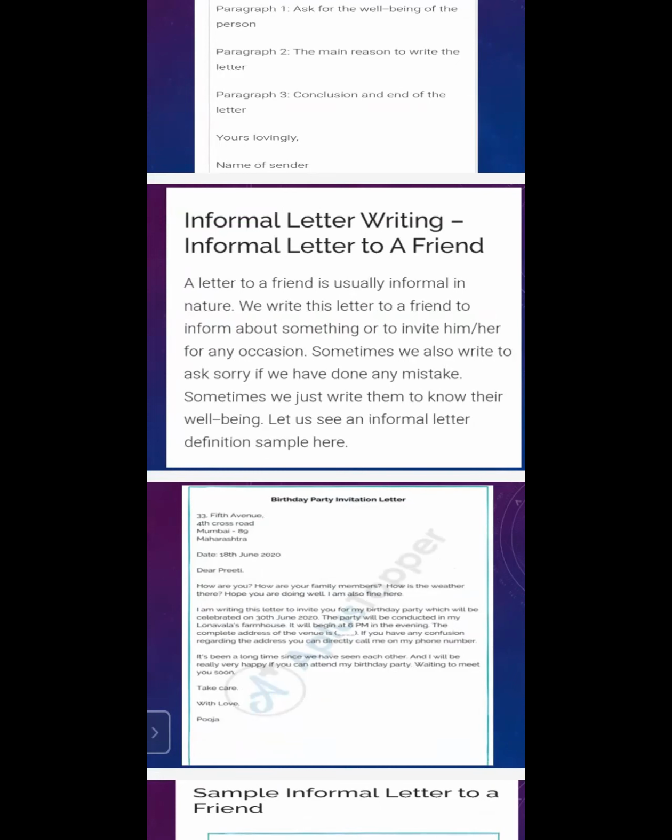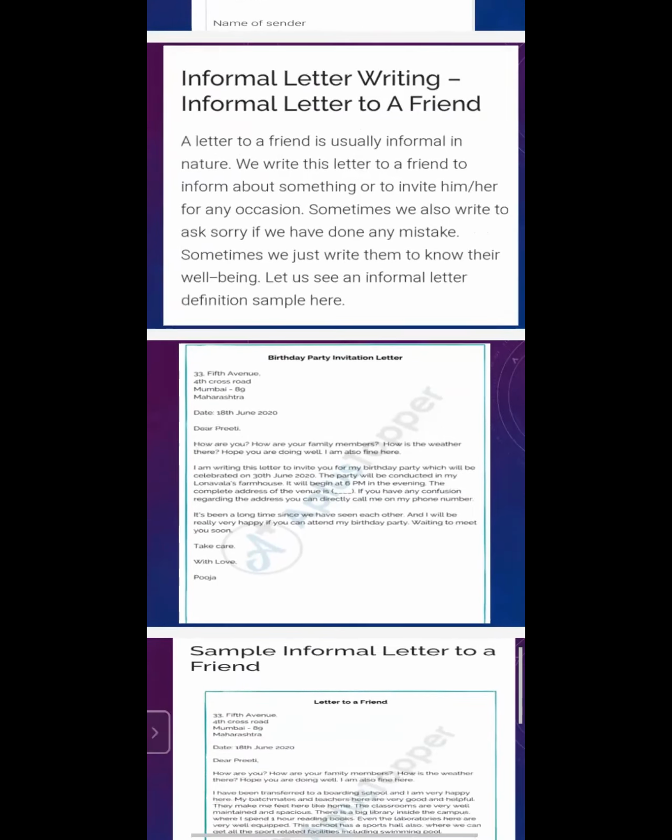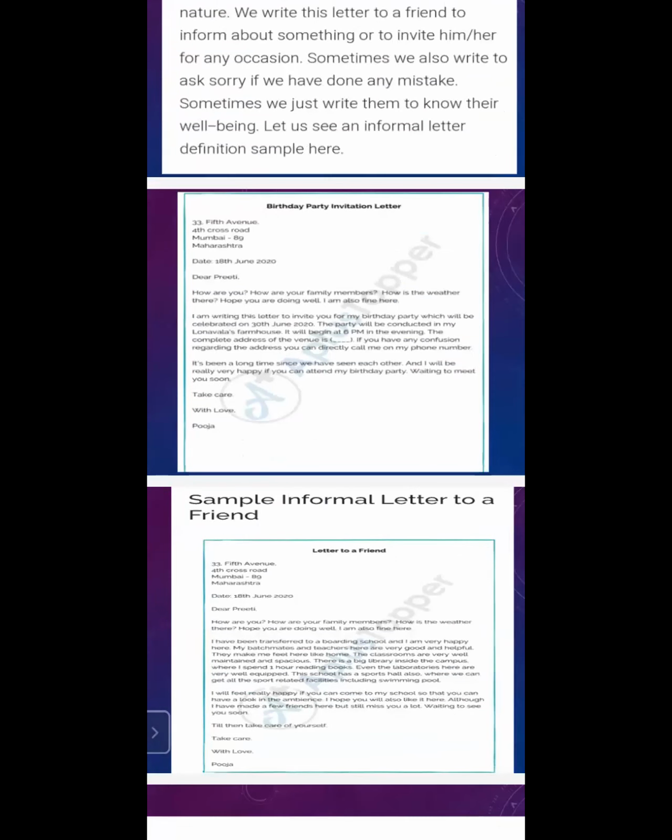Now see, a letter to a friend is usually informal in nature. We write this letter to a friend to inform about something or to invite him or her for any occasion. Sometimes we also write to say sorry if we have done any mistake. Sometimes we just write to know their well-being. Let us see an informal letter definition. Now see, for examples, we will see informal letters.